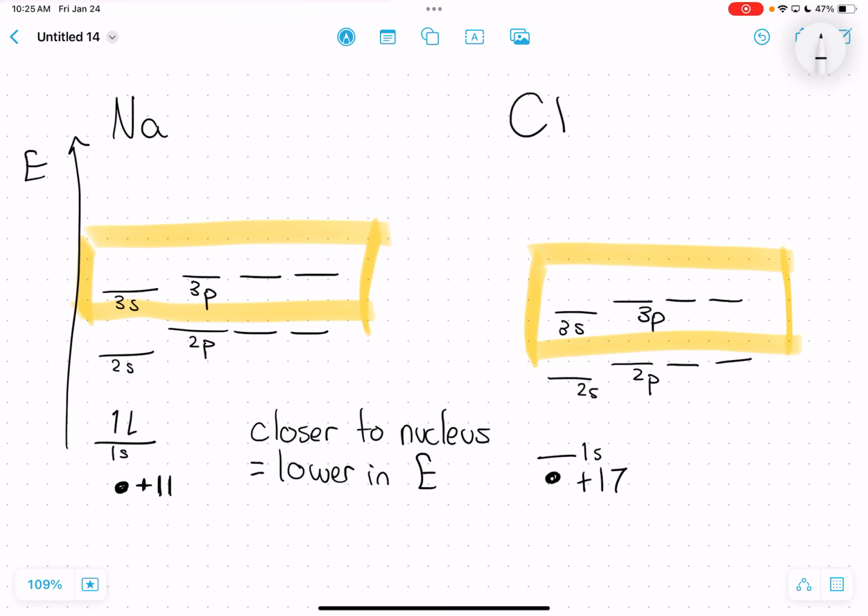1, 2, we always fill in lowest energy first because that's where electrons want to be. If they're able to be at that low energy, that's where they're going to go. Every orbital, which is represented by the line here, can hold 2 electrons. And I'm going to put 2 more in the S's.